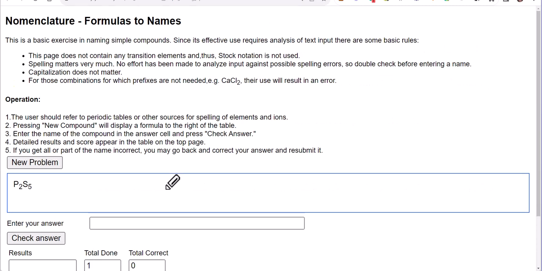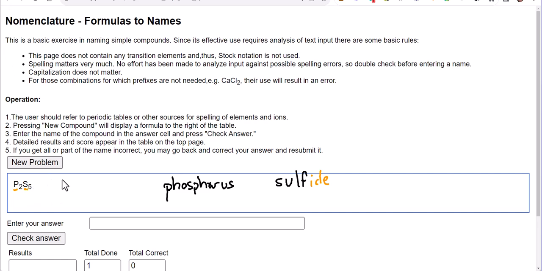Right here we have phosphorus and we have sulfur. We're going to go ahead and take a look at this. I notice that the second one is not a polyatomic ion, so we're going to go ahead and erase the ending here. Sometimes it's hard to tell where that ending needs to change. We're going to change it to sulfide.